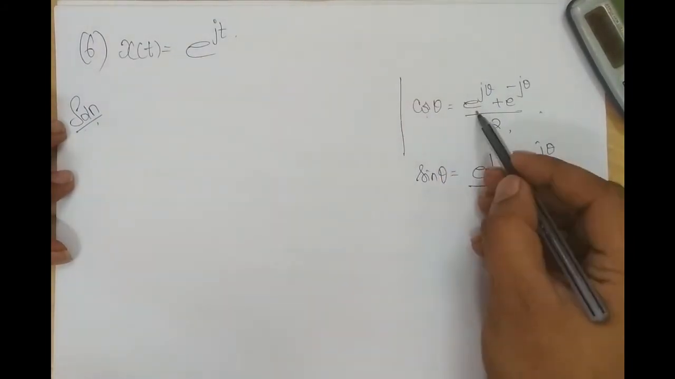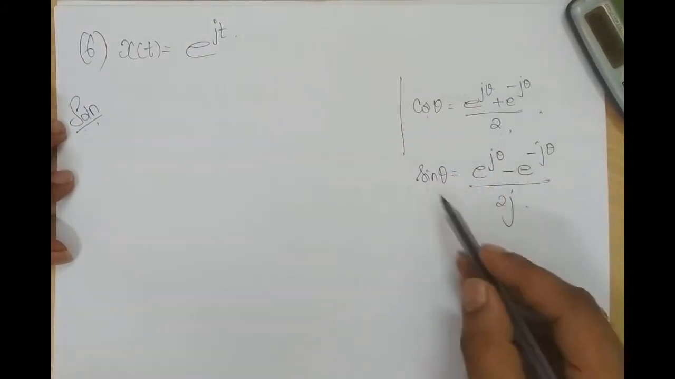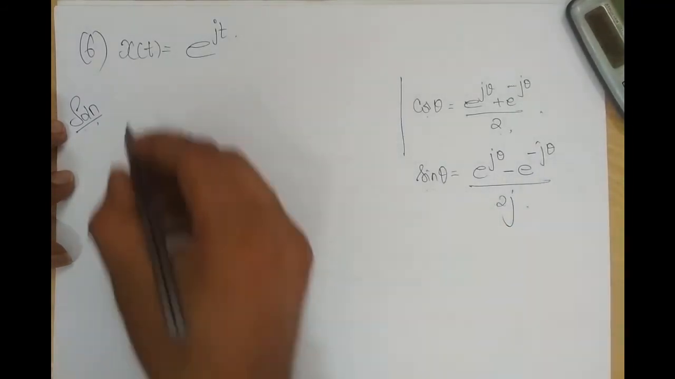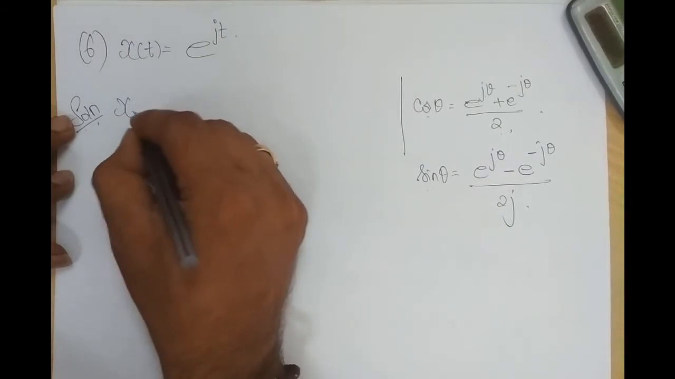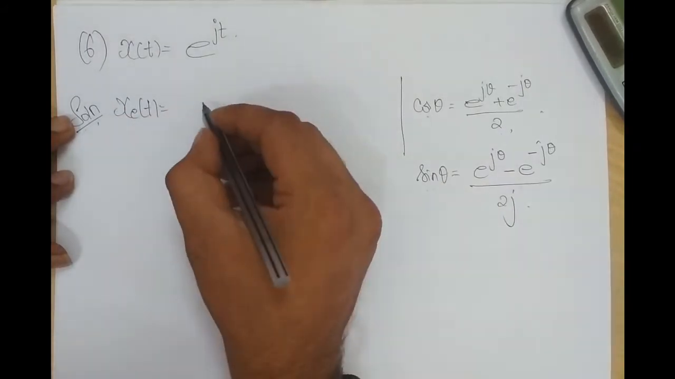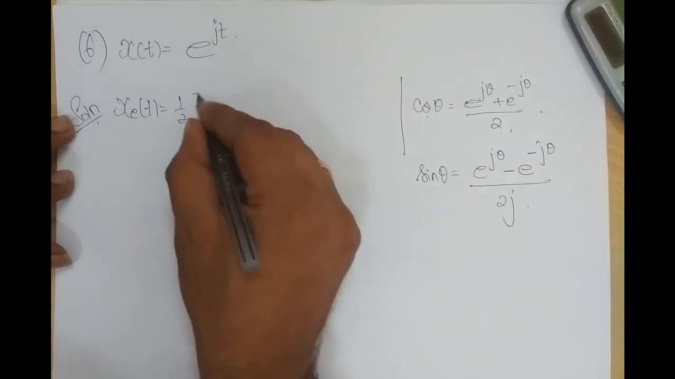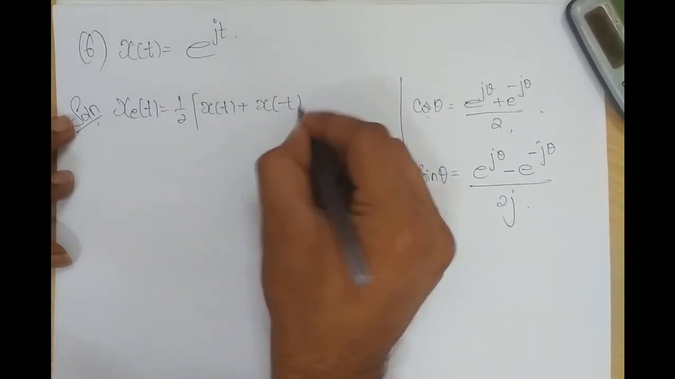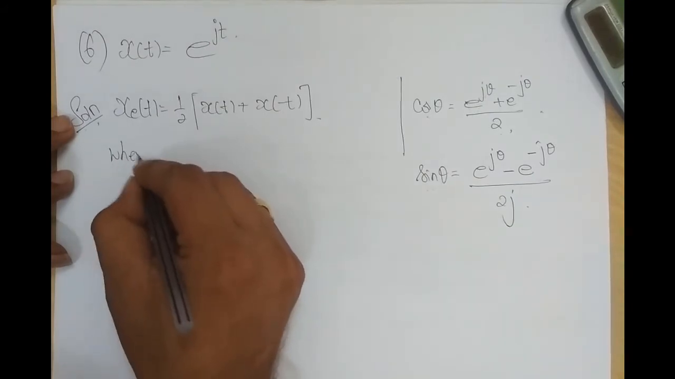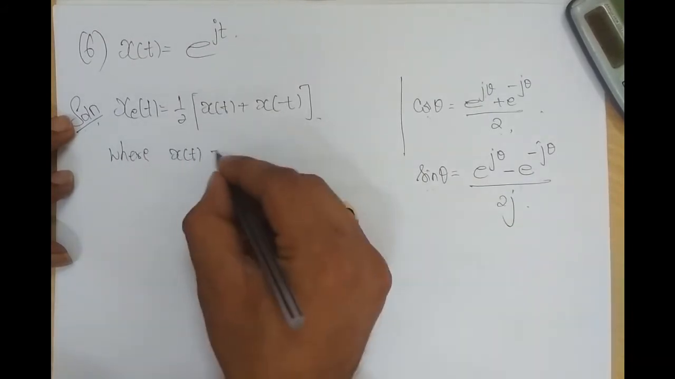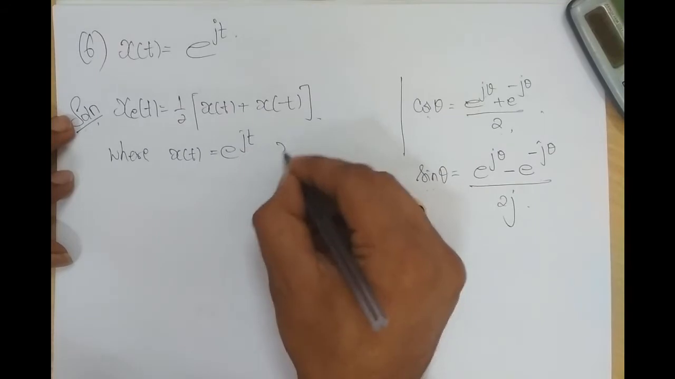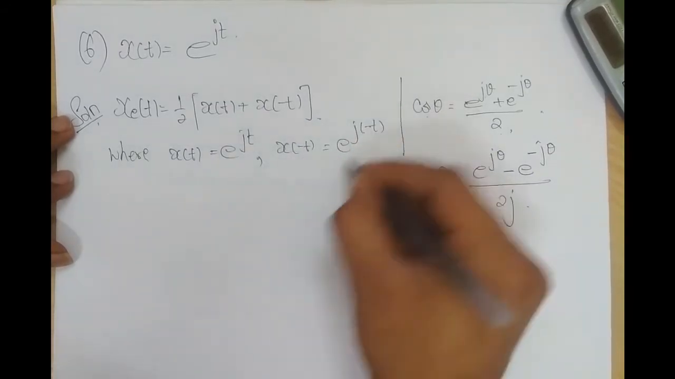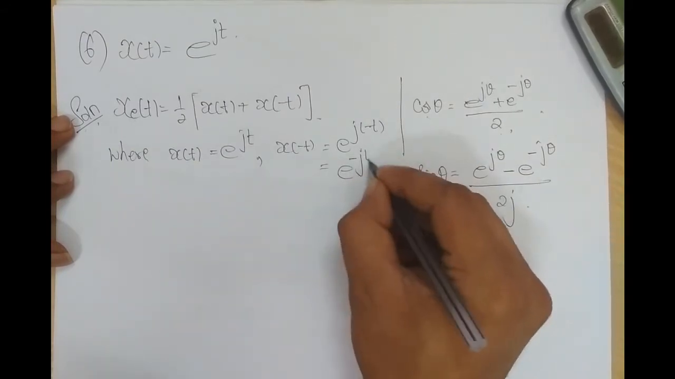So cos theta is e power j theta plus e power minus j theta by 2. Sin theta can be written as e power j theta minus e power minus j theta divided by 2j, right? So solution. What is the even component? X e of t is 1 by 2 into x of t plus x of minus t, right? Where x of t is e power j t. X of minus t is e power j into minus t, which is equal to e power minus j t, right?